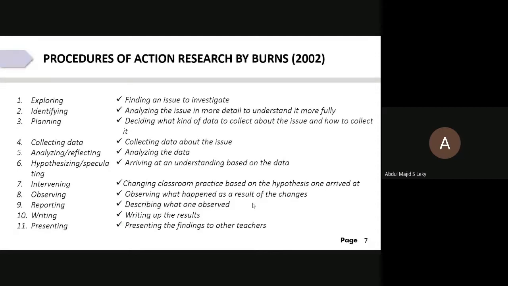The next is reporting, and it's basically describing what we have already observed. And then the next is writing. This is basically us writing up the results. It could be in the form of a presentation, or in a journal, or in a workshop, or another mode of reporting. And then the last step is presenting. So presenting the findings to another teacher. So this is the output of the sharing ideas purpose.